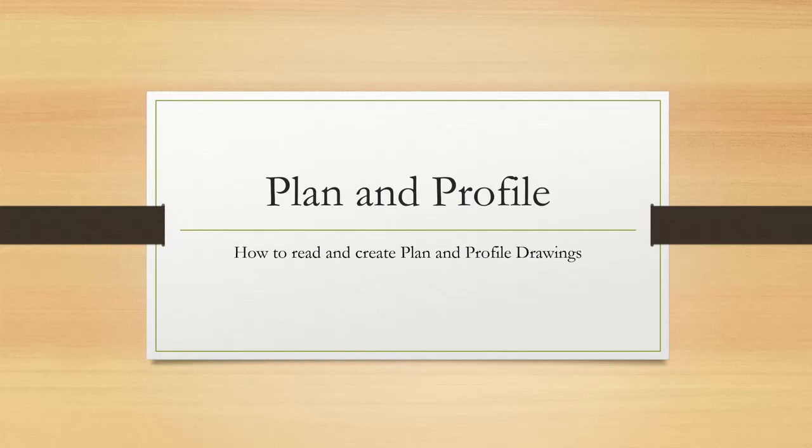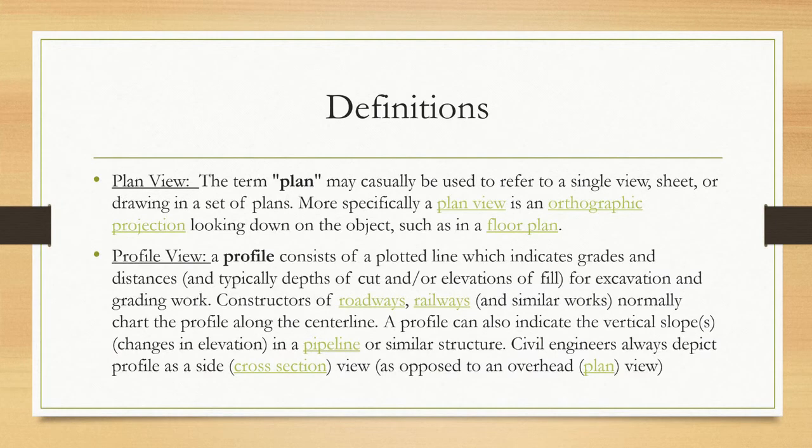Okay, so we're going to talk about plan and profile views and what they mean to a plan set. Okay, so the definitions: a plan view is basically a single view on a sheet or plan that's referring to the aerial view or projection of what the floor plan might look like for a project. So as if you're looking from an airplane looking down on the project.